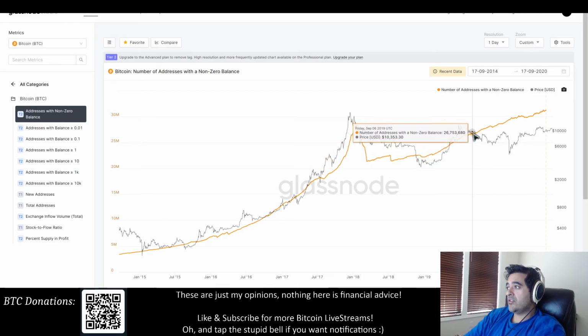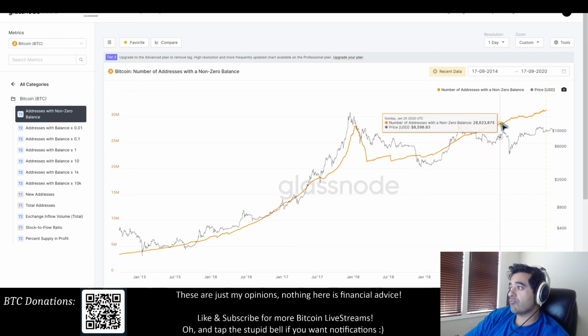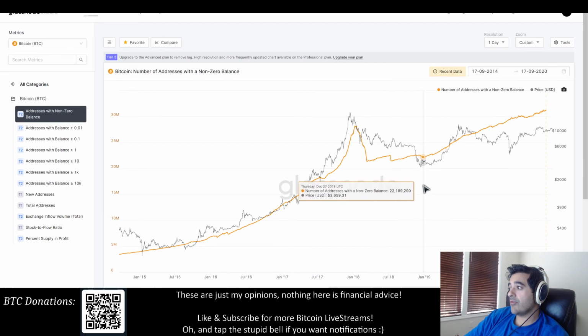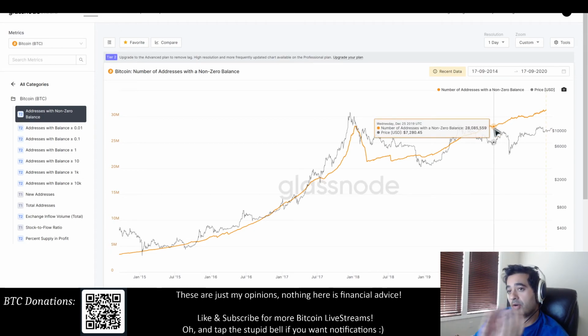Then we went into 2019 where we started to consolidate quite a bit, and once again, we were below the active addresses. And then we started running up. Now, this is right before the pandemic happened, so theoretically, we could have seen what we saw here. If the pandemic never happened, we might have been up here in price, anywhere from 13 to 15K, and put ourselves back in correlation with the number of active addresses. That didn't happen. We crashed.